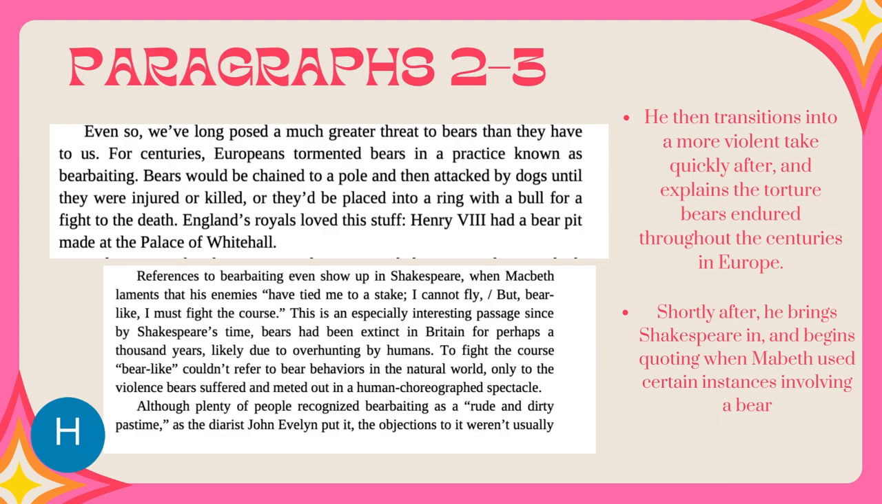So if we look up at the top, the first portion of the screenshotted text, we can easily see how in the last sentence it says, has Henry had a bear pit made at the Palace of Whitehall? And if you look up a little bit farther, it says they were attacked by dogs until they were injured or killed, or they'd be placed in a ring with a bull to fight to death. So it transitions quickly from the root of a word, something you wouldn't believe would lead to this, and then quickly goes into the devastation and the torture that bears were being tormented with in Europe at this state.